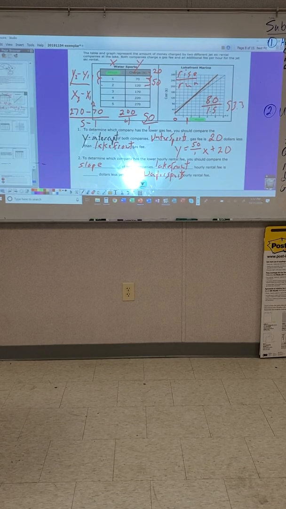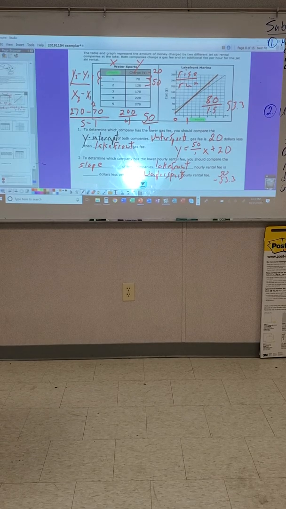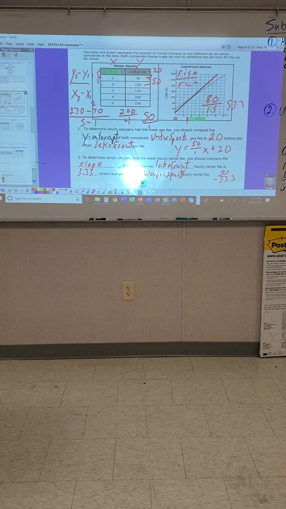Well, what is the slope of water sports? The slope of water sports is 50. We'll take 53.3, and we see that there's a $3.33 difference. So Lakefront hourly rental fee is $3.33 less per hour than water sports rental fee.